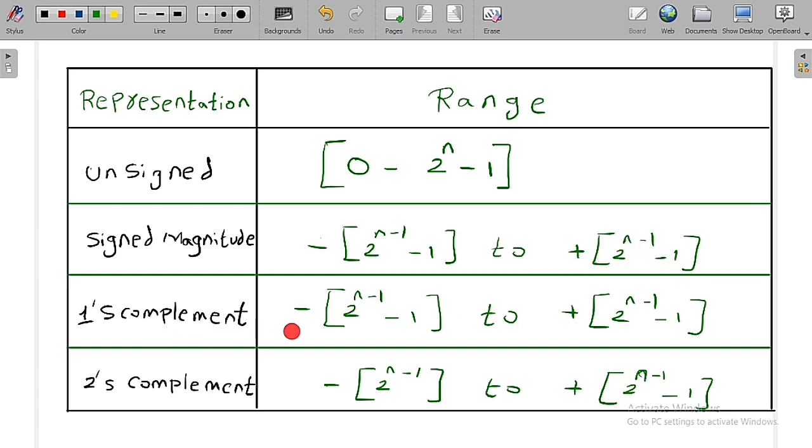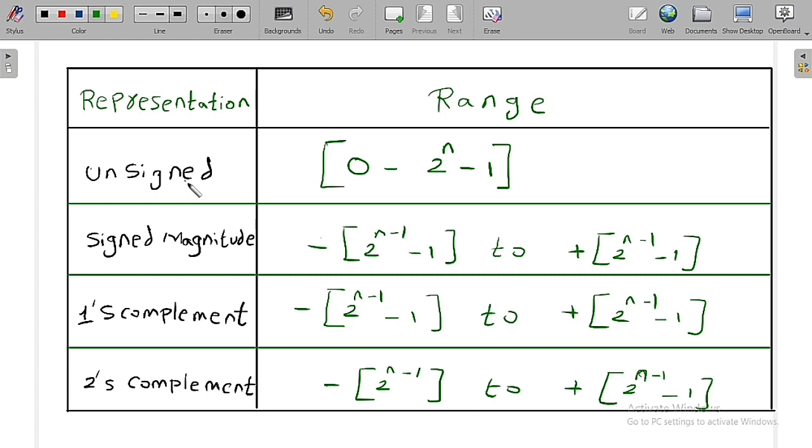Similarly for one's complement, we have a range from minus (2 to the power of n minus 1 minus 1) to plus (2 to the power of n minus 1 minus 1). For two's complement, just remove this minus 1, so we get minus 2 to the power of n minus 1 to plus (2 to the power of n minus 1 minus 1). So this is the range we are going to get. For sign magnitude and one's complement, we have two representations for zero, but here we have only one representation for zero.